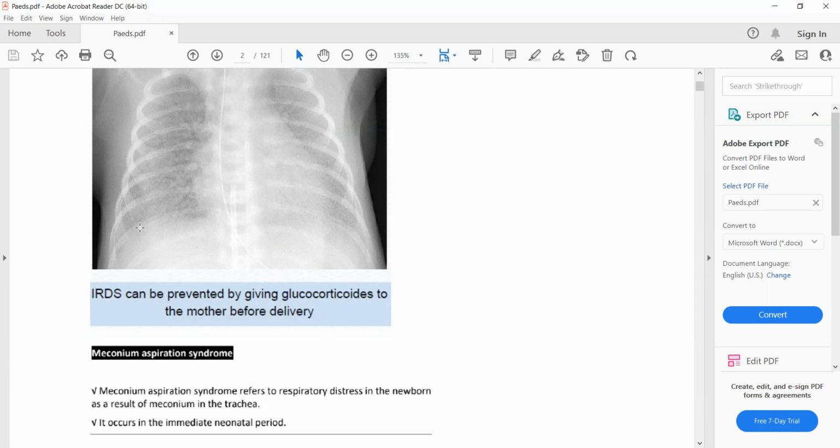So we have discussed one cause of respiratory distress in a newborn infant, and that was respiratory distress syndrome. The two most important hints for respiratory distress syndrome are that the baby will be premature, and the second one is that there will be bilateral ground glass appearance on X-ray.